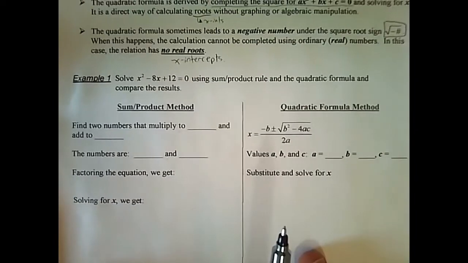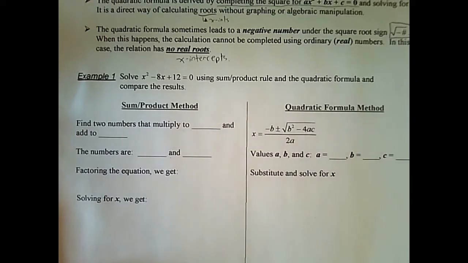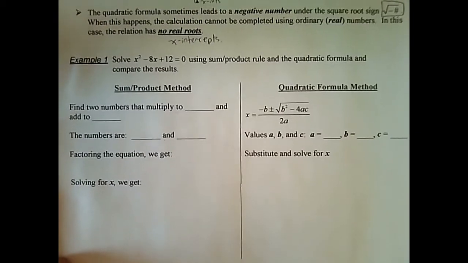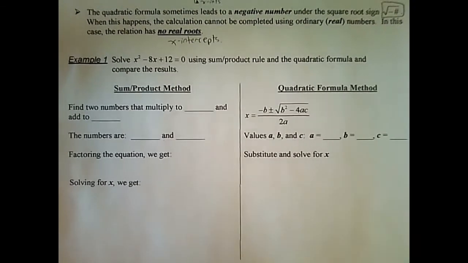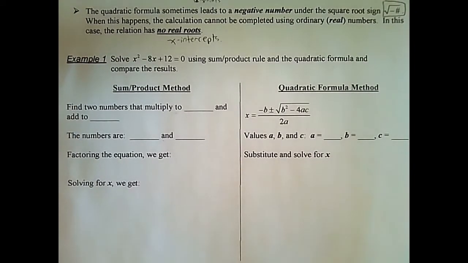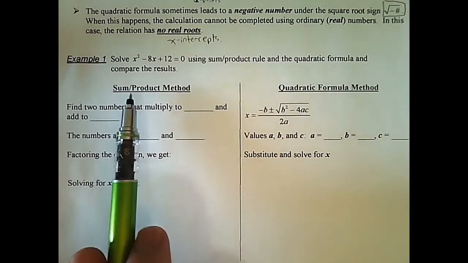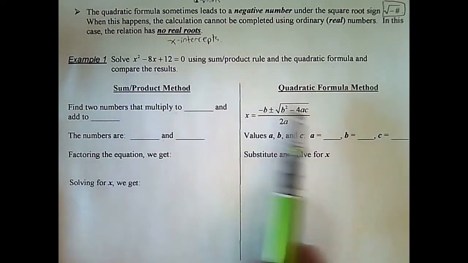So let's just look at an example. We'll look at an example where we're going to use factoring, the sum and product method first, and then we're going to use the quadratic formula. And that's just to show you that it doesn't matter which method you use. We've been learning all of these methods so that you can choose the right one for when you want to. So factoring in this case is going to be much faster than the quadratic formula.